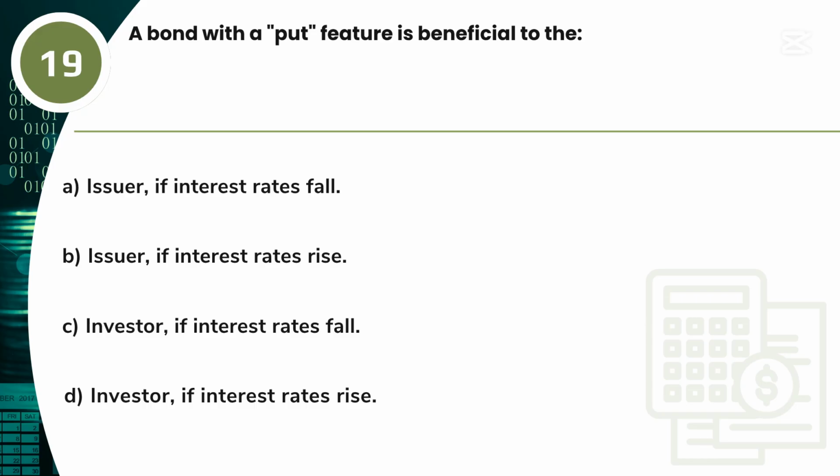Question 19. A bond with a put feature is beneficial to the: A. Issuer, if interest rates fall. B. Issuer, if interest rates rise. C. Investor, if interest rates fall. D. Investor, if interest rates rise.